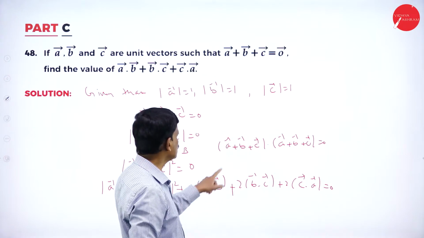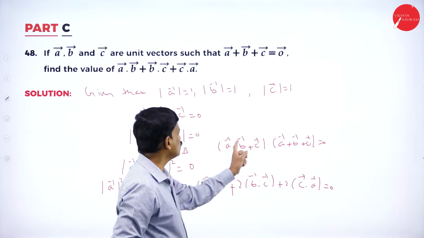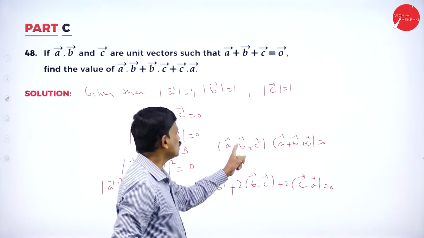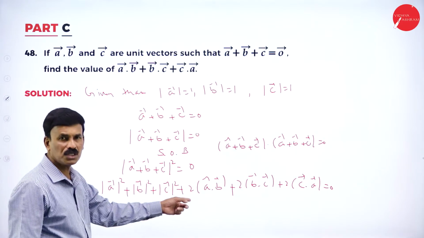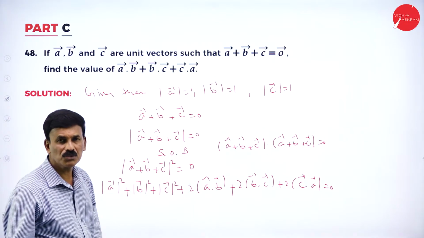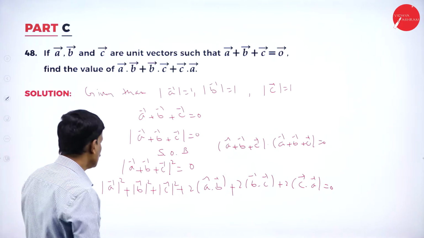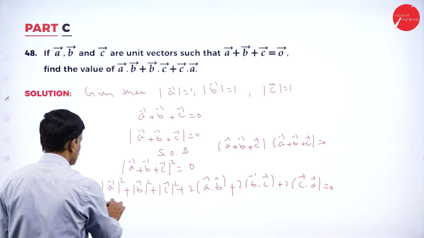A dot a is a square, a dot b, again a dot c, again b dot a plus b dot b, again b dot c, that is nothing but a square, b square, c square, and 2 times a dot b, 2 times b dot c, and 2 times c dot a, because dot product is commutative. A dot b is also equal to b dot a. Now what is given? Just substitute the value. What are the values given here?